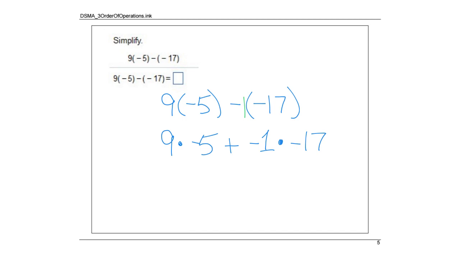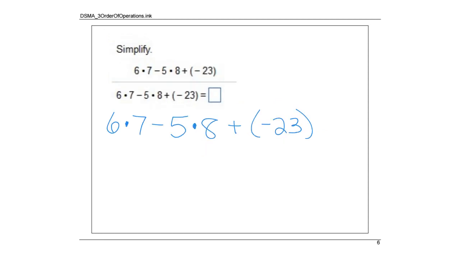So let's go ahead, no exponents, so let's take care of multiplication. We don't have any division, so we only have to worry about multiplication. We have -45 here, plus -1 times -17 gives us a +17. And I think that leaves us with -28. You guys double check me on that one.